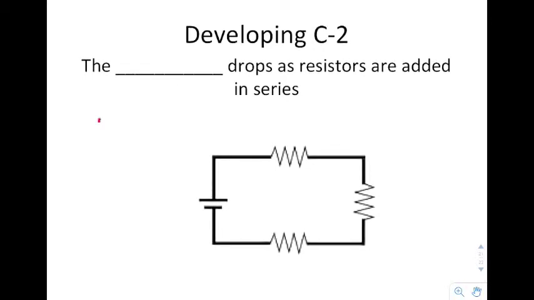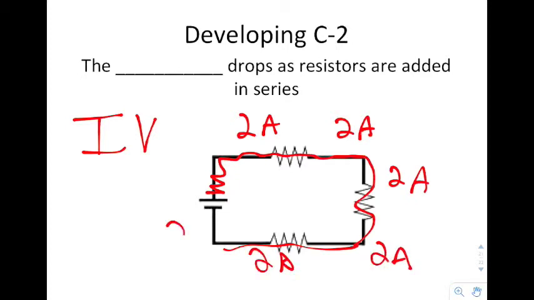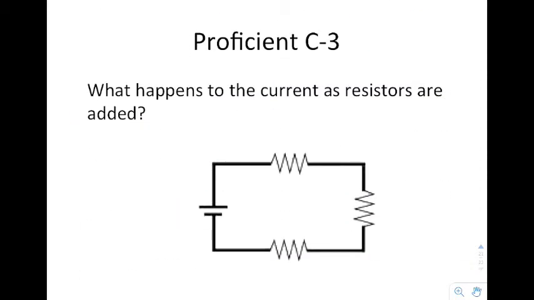Now we've talked about current and we talked about voltage. Now current, we said, is the same as you go through the circuit because of the law of conservation of charge. If I have 2 amps of current, that 2 amps of current has to go through the entire circuit no matter where I am. But the voltage has to end up at 0. So if I have 1.5 volts to begin, I have to end at 0. So the voltage drops as you move through a circuit. Next we have what happens to the current as resistors are added. The current we just talked about stays the same as you go through the circuit.